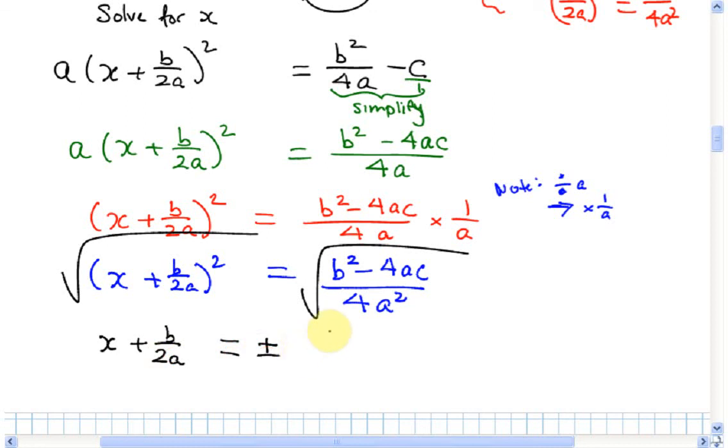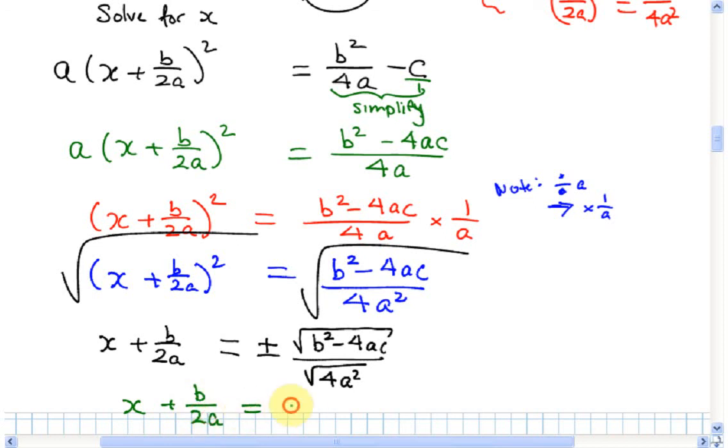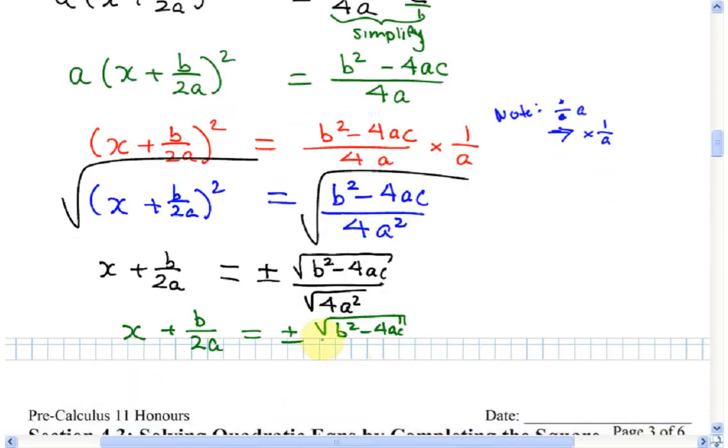Now, I'm also going to do one thing here. I'm going to split up the square root into 2 parts, the top and the bottom. And I hope you know why I'm going to do this. Because what's the square root of 4a squared equal to? 2a. Oh, I like what I see. I hope you do as well. What we have is the square root of b squared minus 4ac on the top, over 2a.